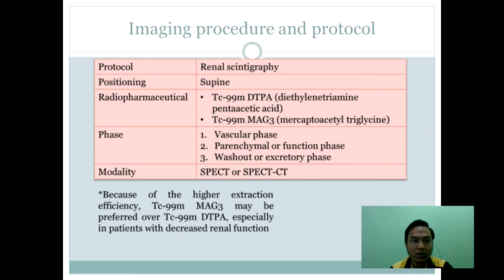There are three phases for renal scintigraphy. The first one is vascular phase. The second one is parenchymal or function phase. Third one is washout or excretory phase. We will discuss about the imaging phase later. The modality suitable for this scan is SPECT or SPECT/CT.